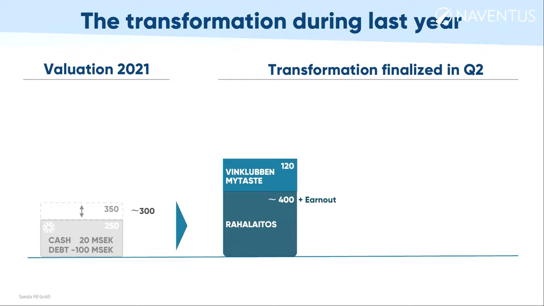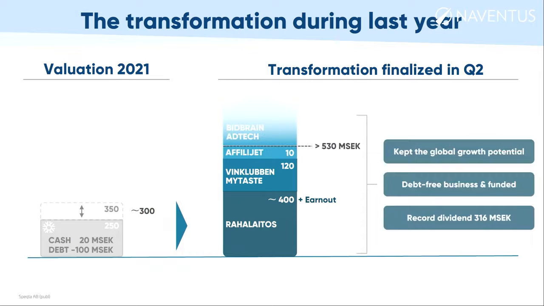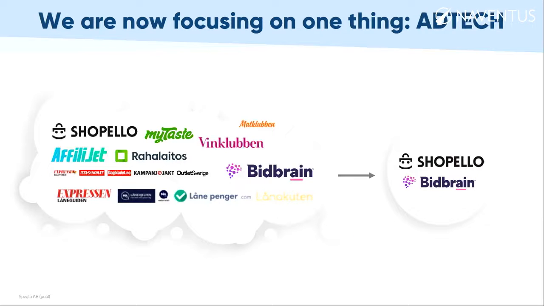Then we sold the remaining part, affiliate, and then we kept the one with the most growth potential globally, which is the ad tech business. We paid off all our debts, did a huge dividend, and that's what you see in the key performance indicators of our stock. And we've kept some money to grow the ad tech business. So we've gone from a scattered portfolio of different businesses to being a very focused business doing ad tech.